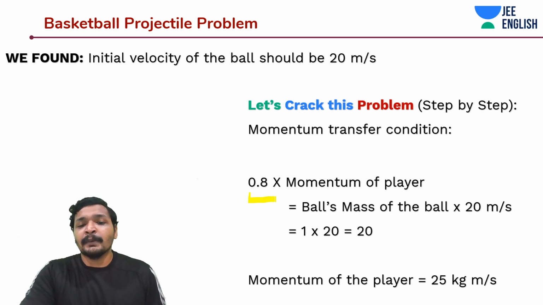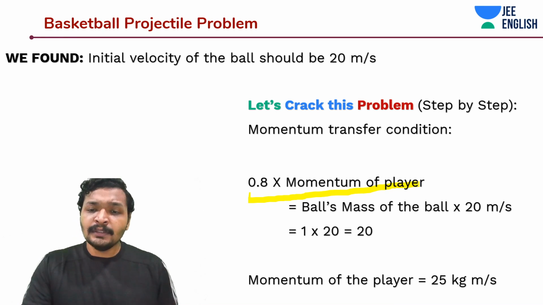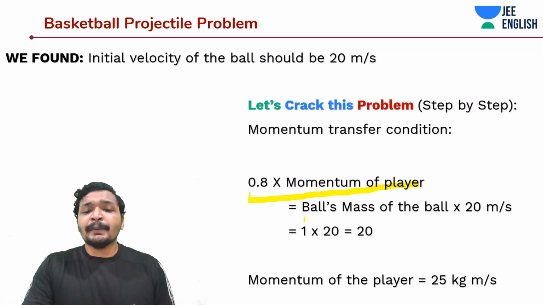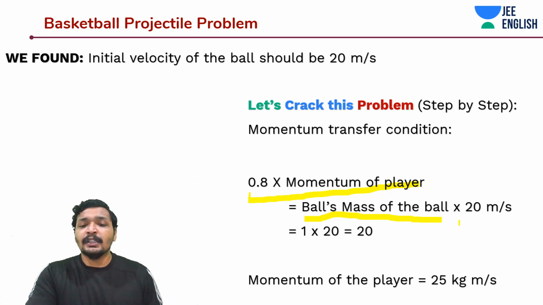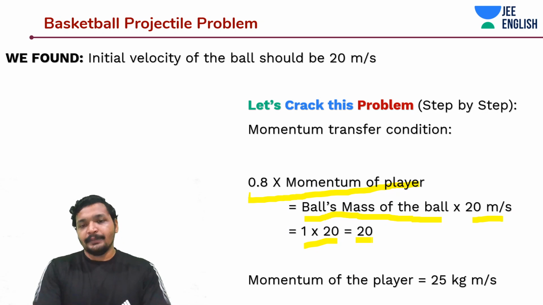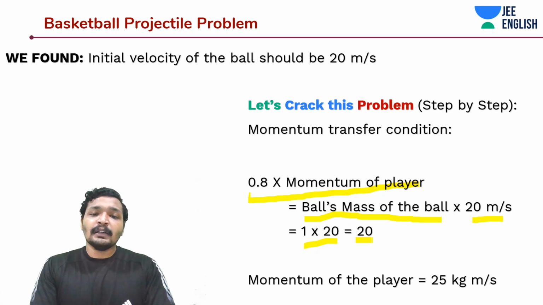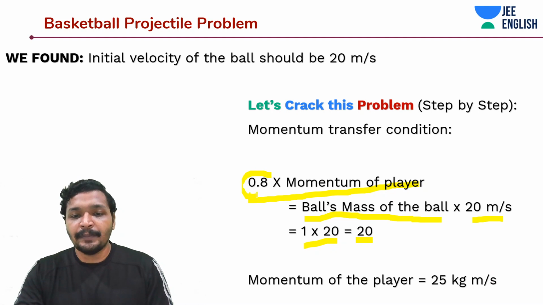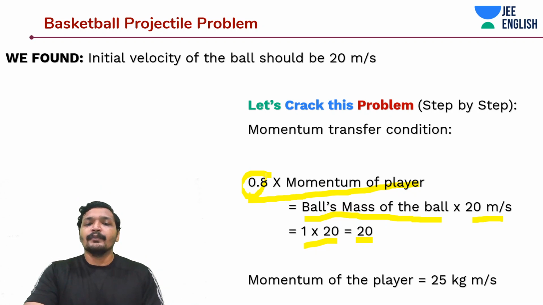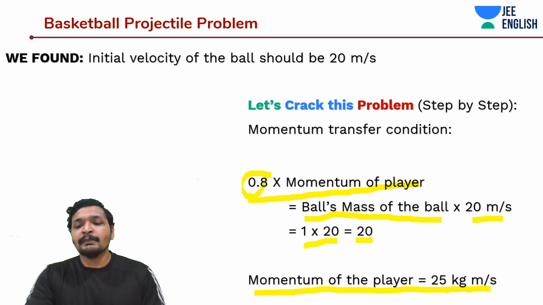Now what would you do? 80% of the momentum was transferred. Remember this, guys. This 80% of the momentum is transferred to the ball, so you calculate the total momentum of the ball, which is 1 kg into 20 meters per second. That would yield 20 kg meter per second. The momentum of the player transferred would be 25 kg meter per second, because you take this 0.8 to the denominator on the other side. That would give me 25 kg meter per second as the momentum of the player.